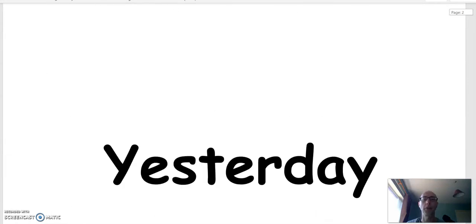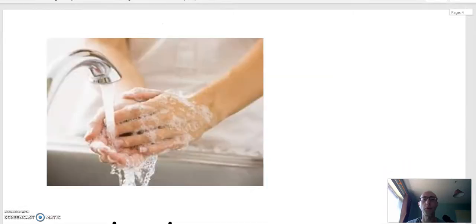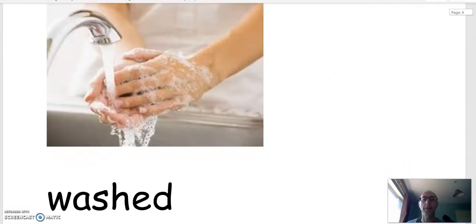So regular verbs are those verbs that end in ed in the past. Yesterday I washed. Remember, some of these ed verbs we pronounce like a T. For example, any verb ending in sh: washed, fished, pushed. And of course any verb ending in K as well: smoked, walked, worked. The ed is a T.